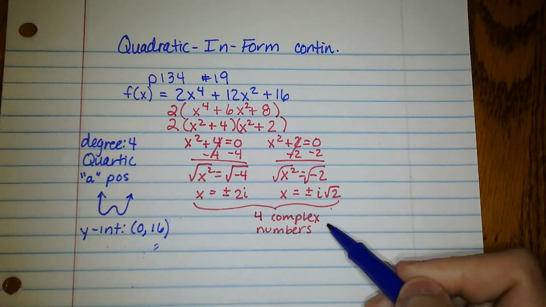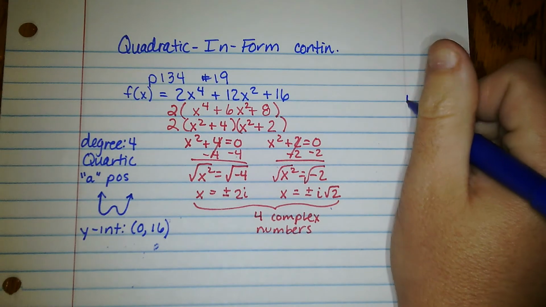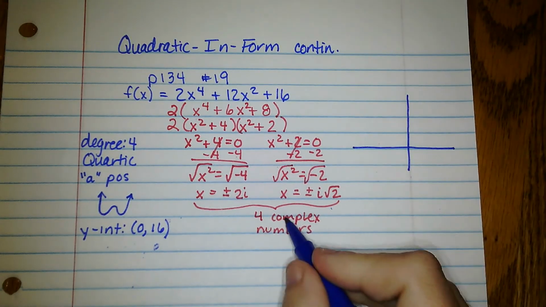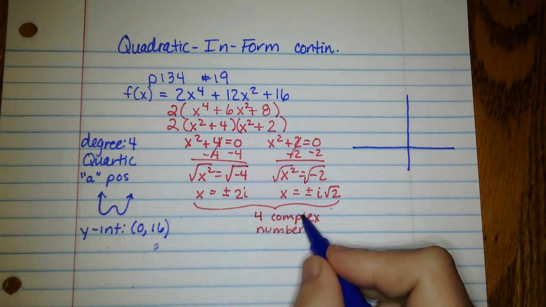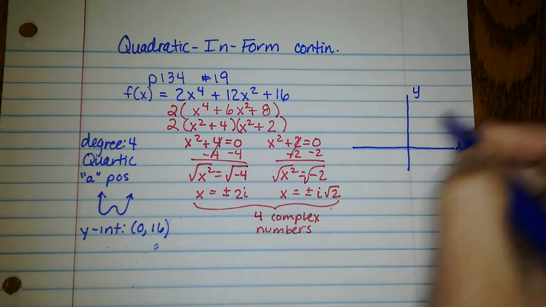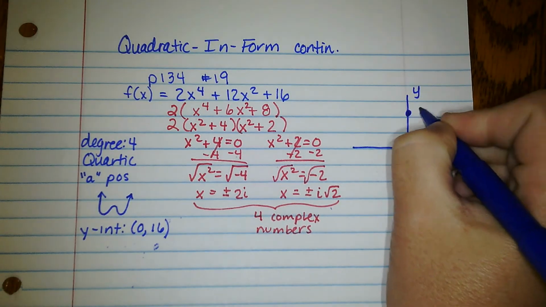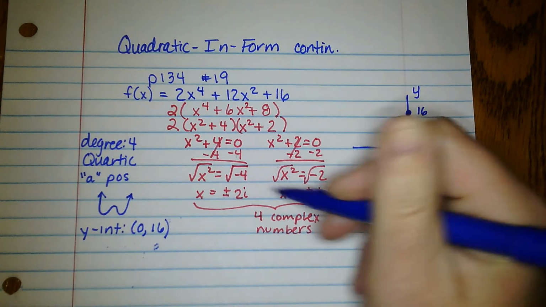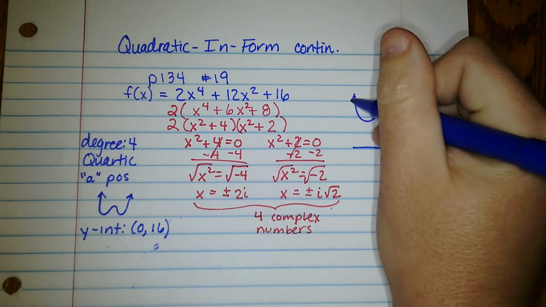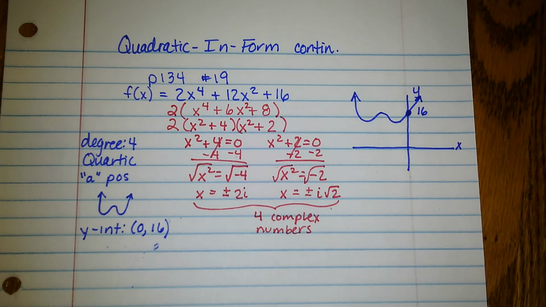It's not crossing the x-axis at all. I'm going to save some paper and do this on the side because there's not much to see. When you have complex numbers, these float. They float. I have to go to 16 on the y-axis. Start up, end up. Floating by. That is all.